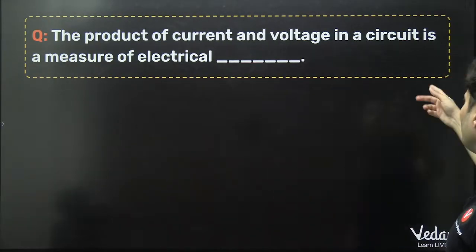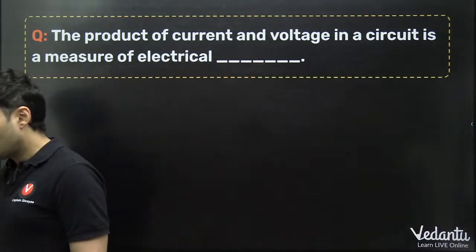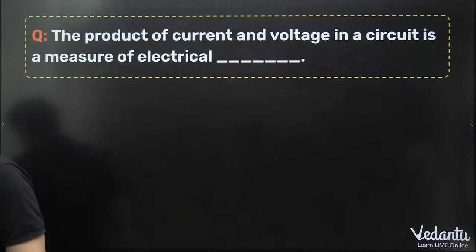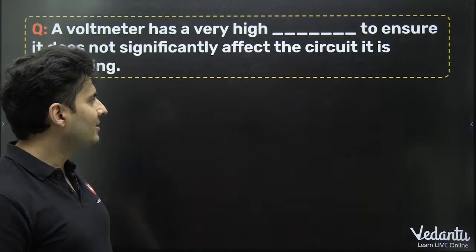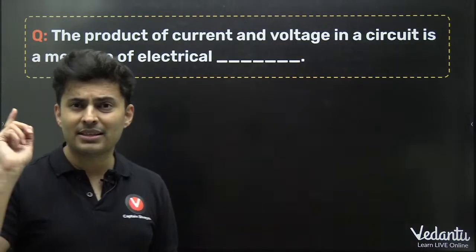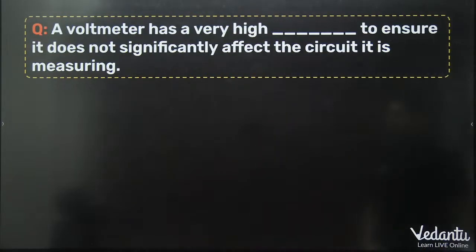The product of current and voltage in a circuit is the measure of electrical what? Current and voltage. What do you get? IV. Yes, IV. V into I is power, P. Yes. The answer for this is power. Power is VI, it is V squared by R or I squared R. All three formulas you should be remembering.